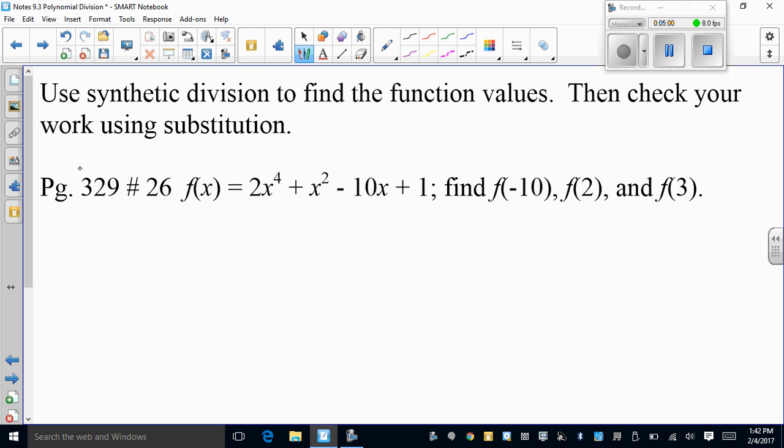Okay, so this one here, use synthetic division to find the function values, then check your work using substitution. So they wanted you to check your work using the remainder theorem. Okay, so I'm going to put that up there. This is remainder theorem. Okay, I cannot show you the calculator portion, but I think that's kind of self-explanatory. So f of negative 10, you don't have to change this because this is not in terms of x's. So this would be the same as x equals negative 10. So negative 10.